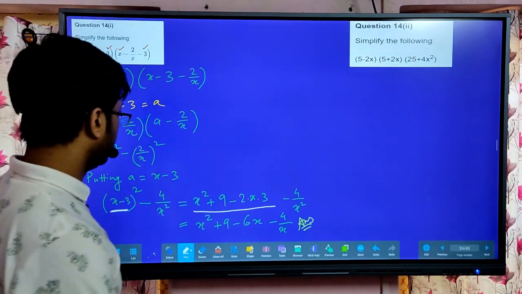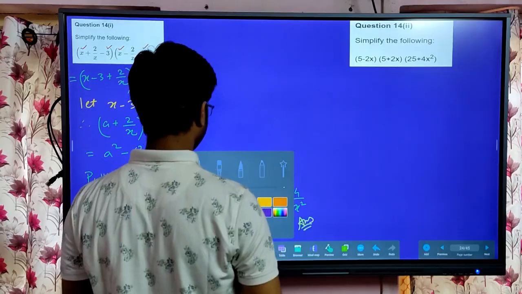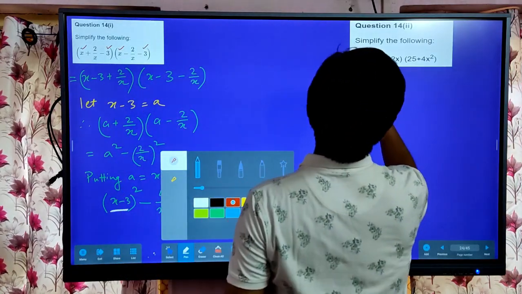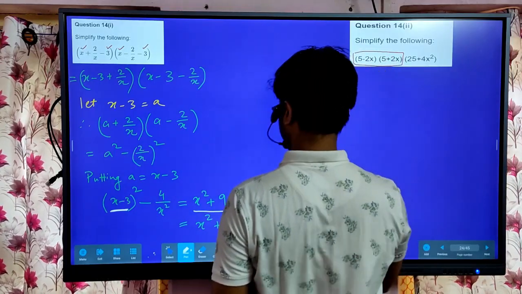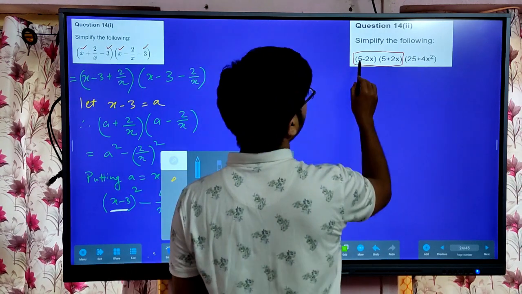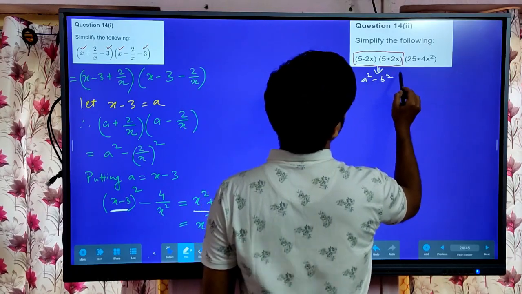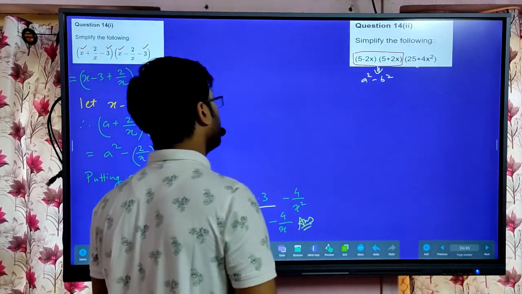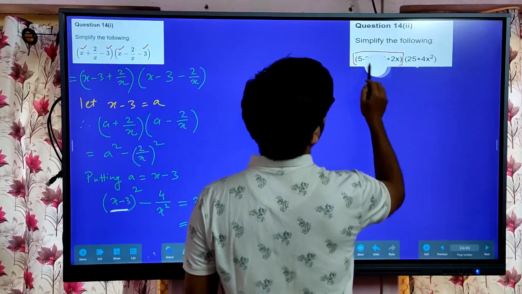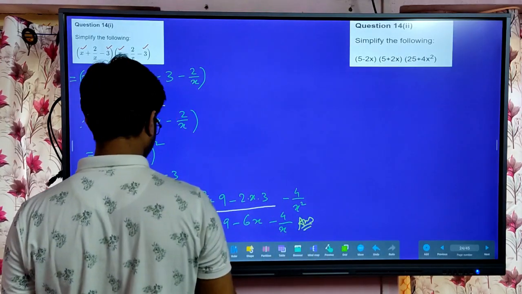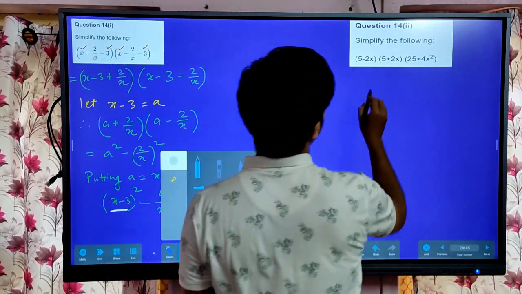We'll move on to the next question. The next question is a little bit different. You see, in the next question, this much portion is a square minus b square, isn't it? 5 minus 2x, 5 plus 2x. So this portion is a square minus b square, and this is separate. Okay, so let's see. We will do this portion.